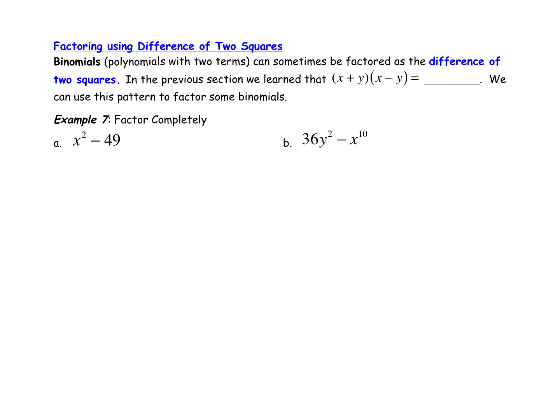This is the solution to example 7 from the P.3 and P.4 notes. So binomials, those are polynomials with two terms, can sometimes be factored as the difference of two squares. Those are two perfect squares. In the previous section, we learned that if we have the product of the quantity x plus y times the quantity x minus y, that multiplies out to be what we call a difference of squares, which would be x squared minus y squared. We can use this pattern to factor some binomials.